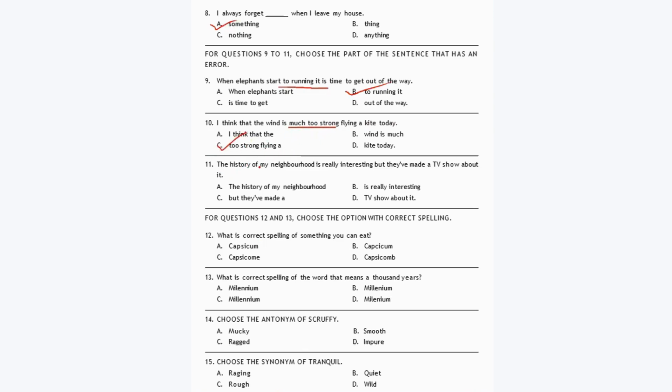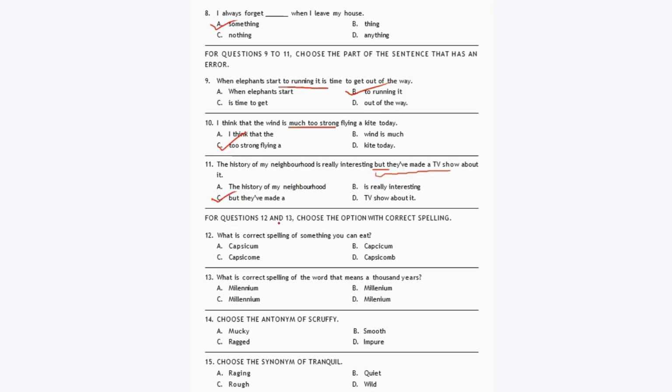Next, the history of my neighborhood is really interesting, but they have made a TV show about it. So here, when it is interesting, that should be the reason they have made a TV show about it. So here, but is not the correct conjunction. Now this part of the sentence is incorrect, so it is given in option C. The history of my neighborhood is really interesting, so they have made a TV show about it should be the correct sentence. So here option C is your correct answer.